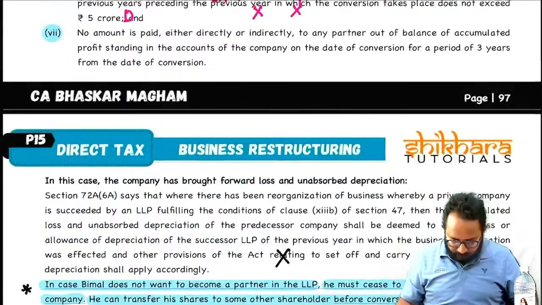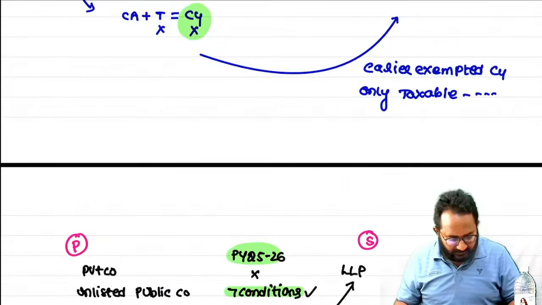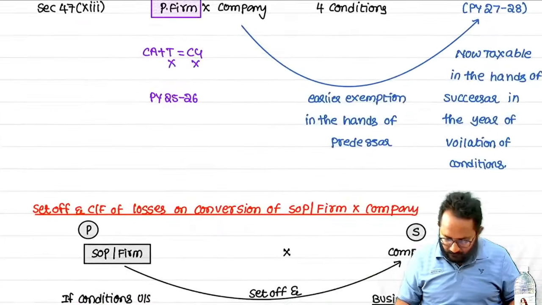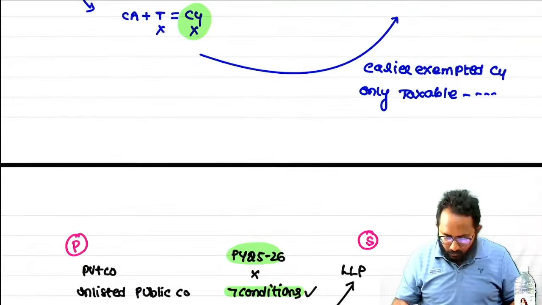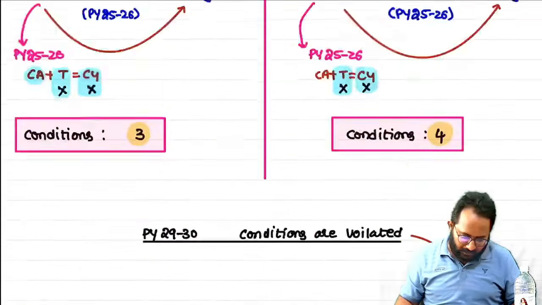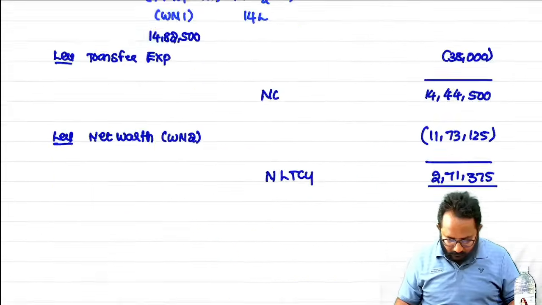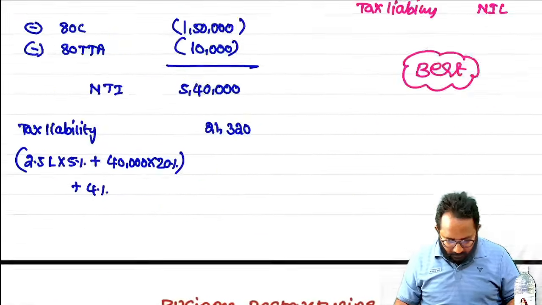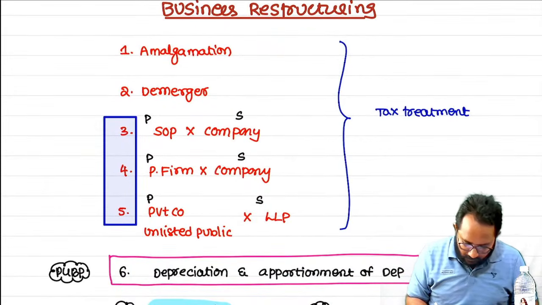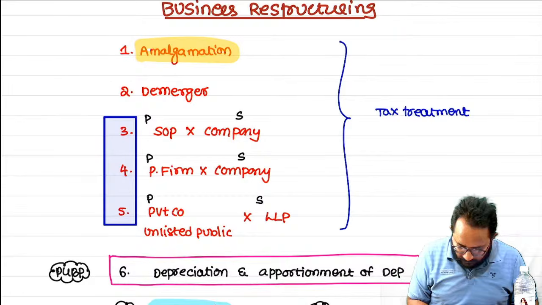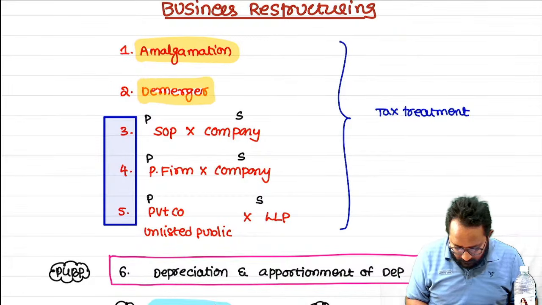Clear? Now, conversion-related topics we can close our discussion. So now we have to discuss the 2 more concepts. What are they? Amalgamation as well as what? Demerger.